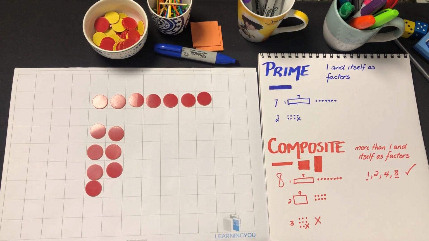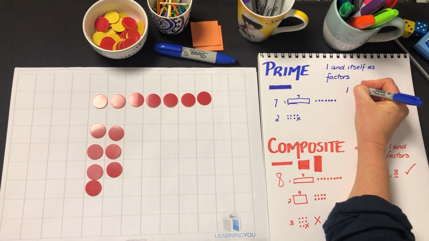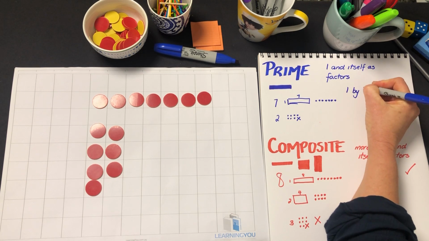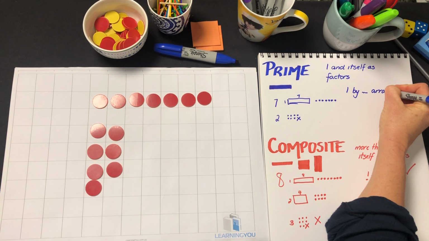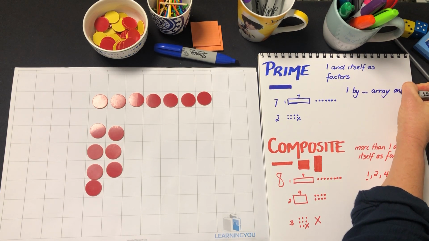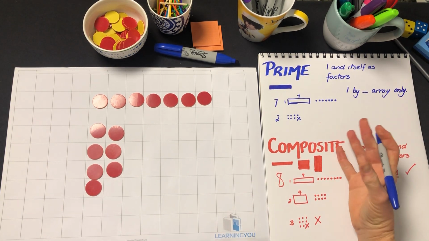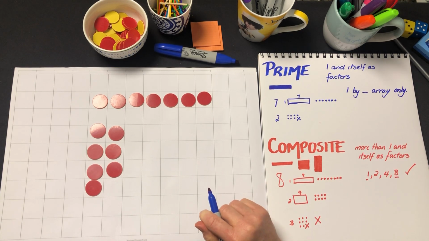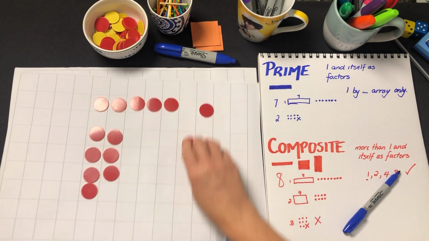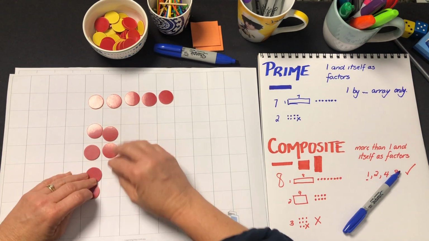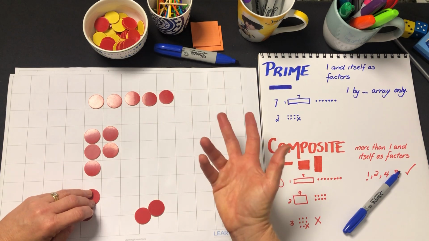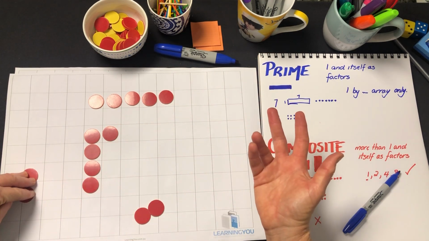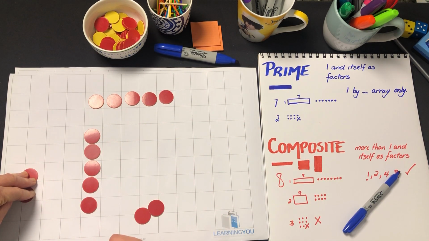So another way of defining a prime number is that it has a 1 by, whatever the number is, array only. If it's composite, you can make more than a one by array. Let's test it out. There's 5, and we know we can't do a 2 by array, we can't do a 3 by array, we can't do a 4 by array with 5. We can do a 5 by 1.